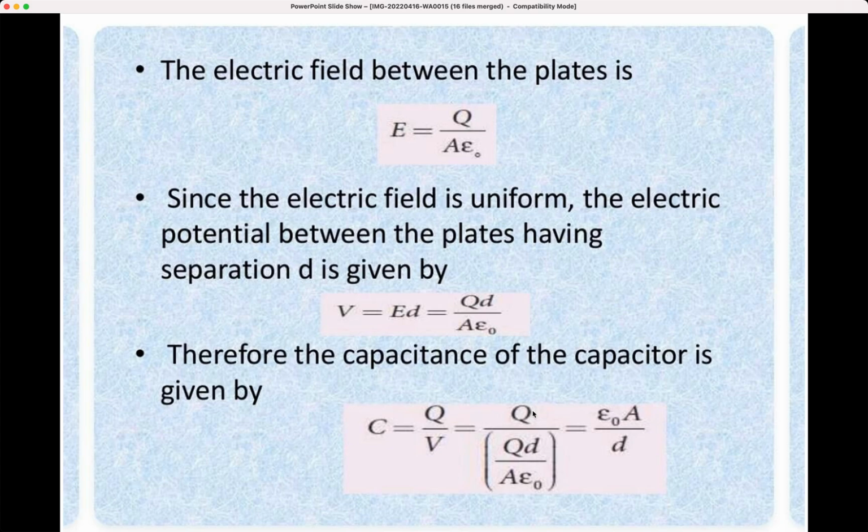So for the capacitance of the capacitor, what formula can we finally reach? C is equal to Q by V. For V you put Q d by A epsilon 0 in the denominator, so the bottom term will go up. Q and Q get cancelled. So you will get C is equal to epsilon 0 A by d. Fine, so this is very easy for you.